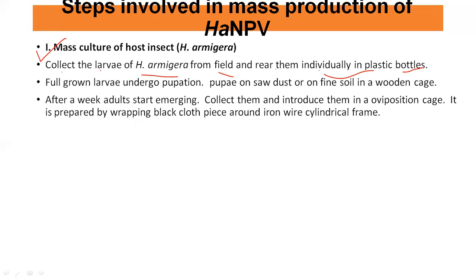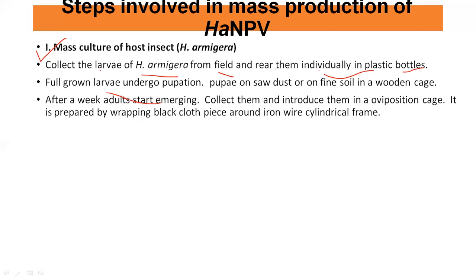इंडिव्हिज्युअली रेअर करण्यामागचं कारण हे की there is a chance of cannibalism, ते एकमेकांना खाऊ शकतात. So to avoid this cannibalism, it's best to use plastic bottles and rear them individually. Now, the full-grown larvae undergo pupation, and the pupae are kept in sawdust or fine soil in the wooden cage.